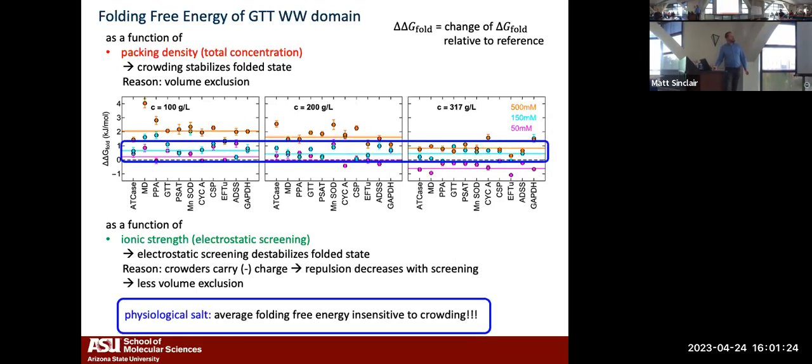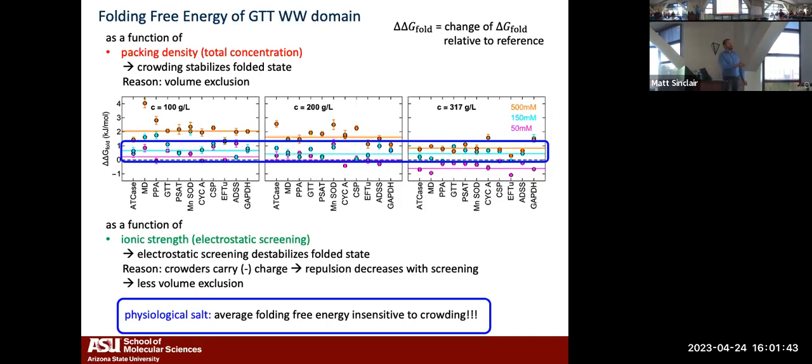But what I think is pretty cool, if you look at physiological salt concentrations, 150 millimolar, this impact of the crowding is actually almost none. These horizontal lines basically describe the average effect of all the proteins in the system, so the overall impact on the WW domain.